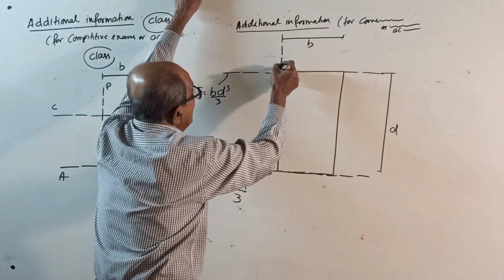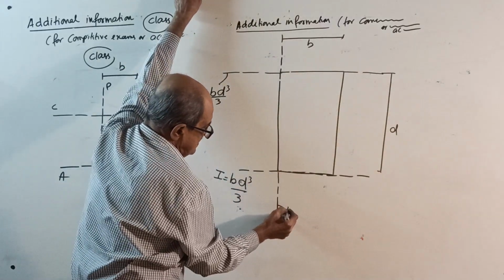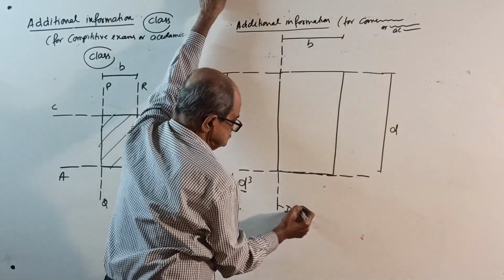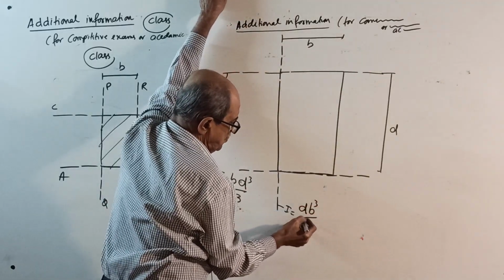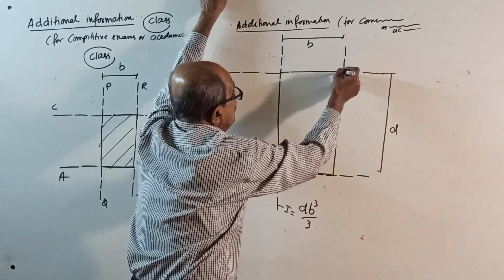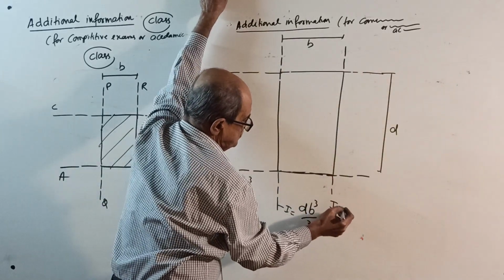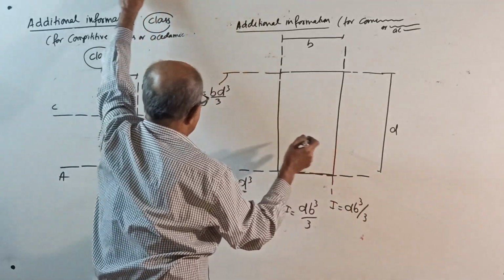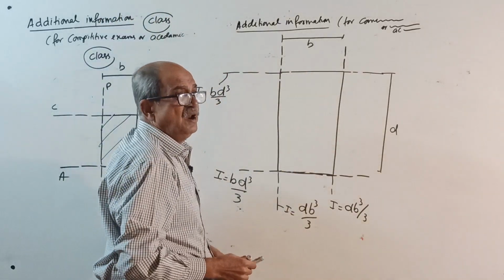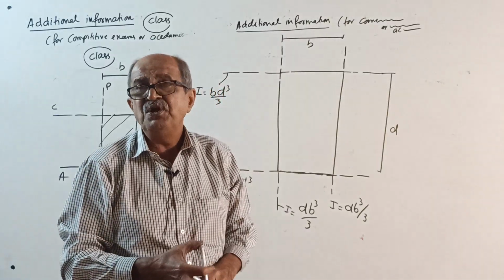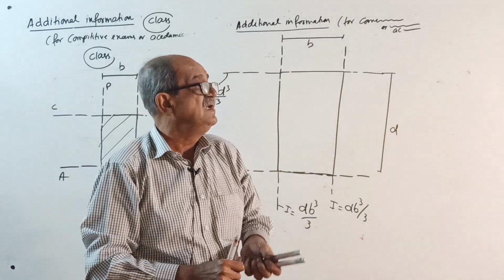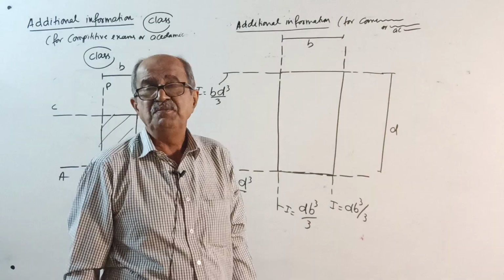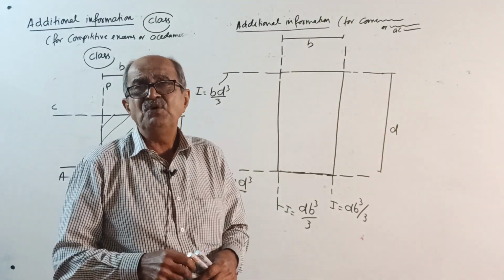Whereas if you want I about this axis, then side parallel is D now, so D into B cube by 3. Same way, I about this axis also equals D into B cube by 3. Remember, this we are using only for competitive examination or academic purpose. Later, in structural engineering, we always take BD cube by 12, because we require the moment of inertia about the centroidal axis.